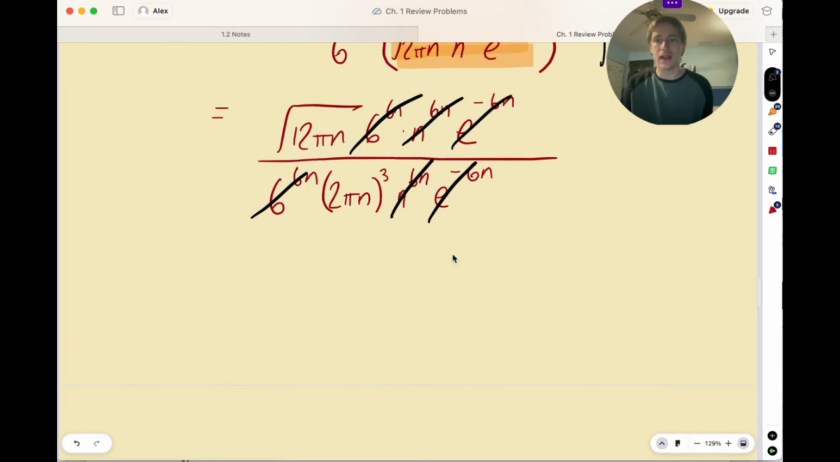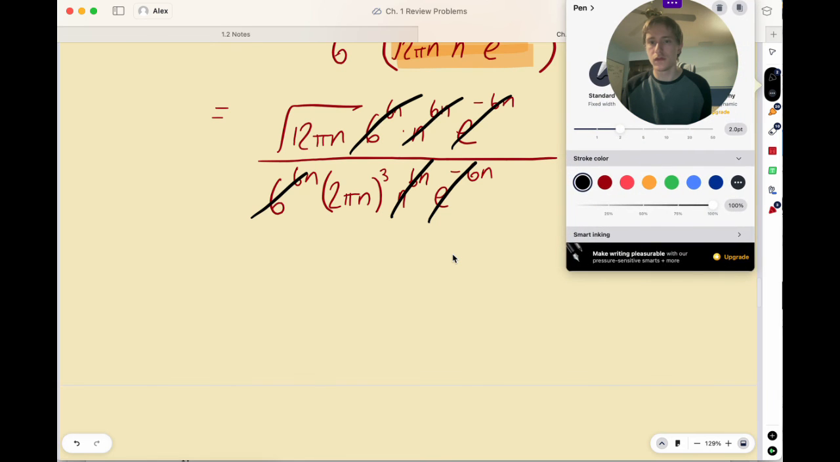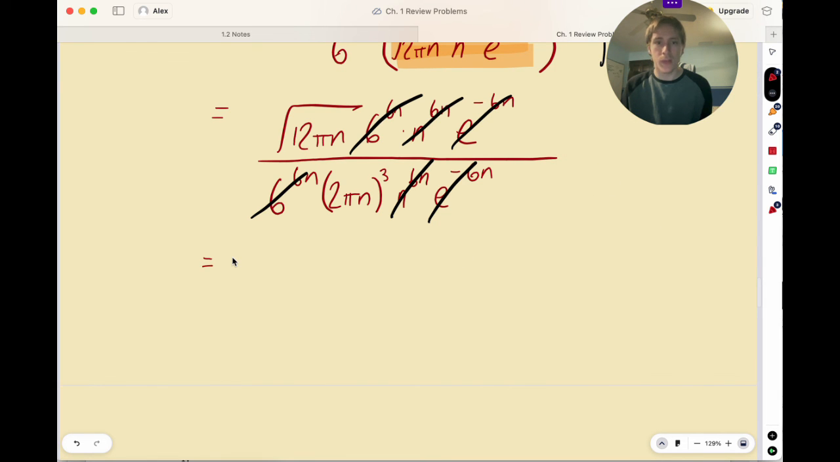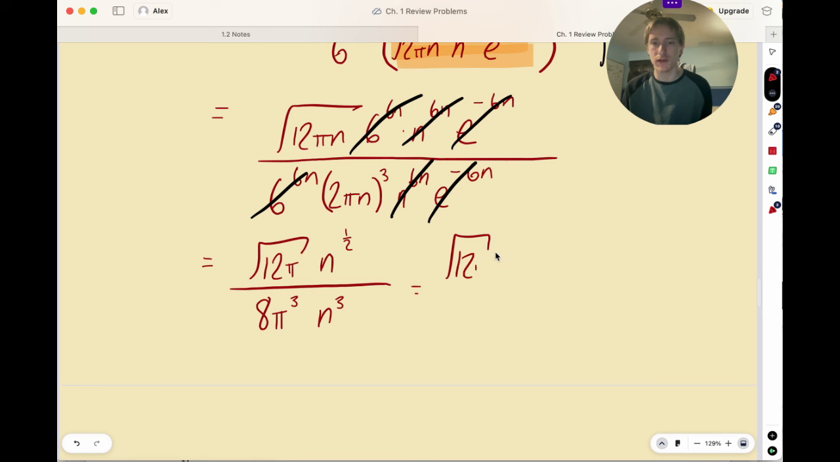And then finally, we'll get the square root of 12 pi, n to the 1/2, all divided by, if you cube this, you have to cube every term. So remember, that's going to be 8 pi cubed n cubed. And then if you really wanted to simplify the exponents, which you're more than welcome to, that's going to be 12 pi over 8 pi cubed times, and then your n term, 1 over n to the 2.5 power.